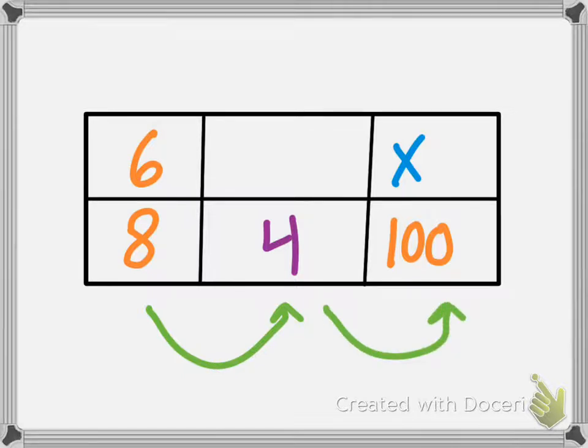So, to get from 8 to 4, what we did is we divided by 2. How do I get from 4 to 100? Who'd like to tell me how I get from 4 to 100? Sophia Goldstein, do you happen to know? You multiply? Multiply by what?